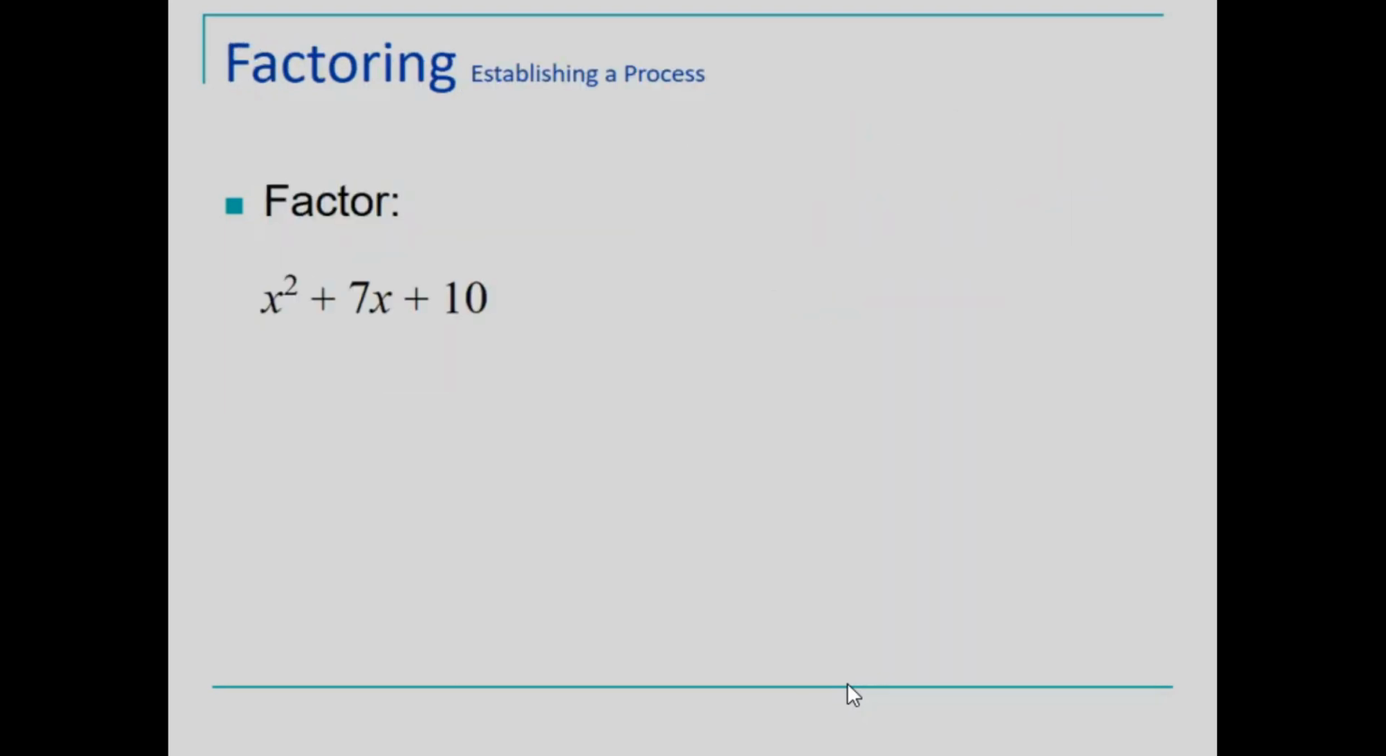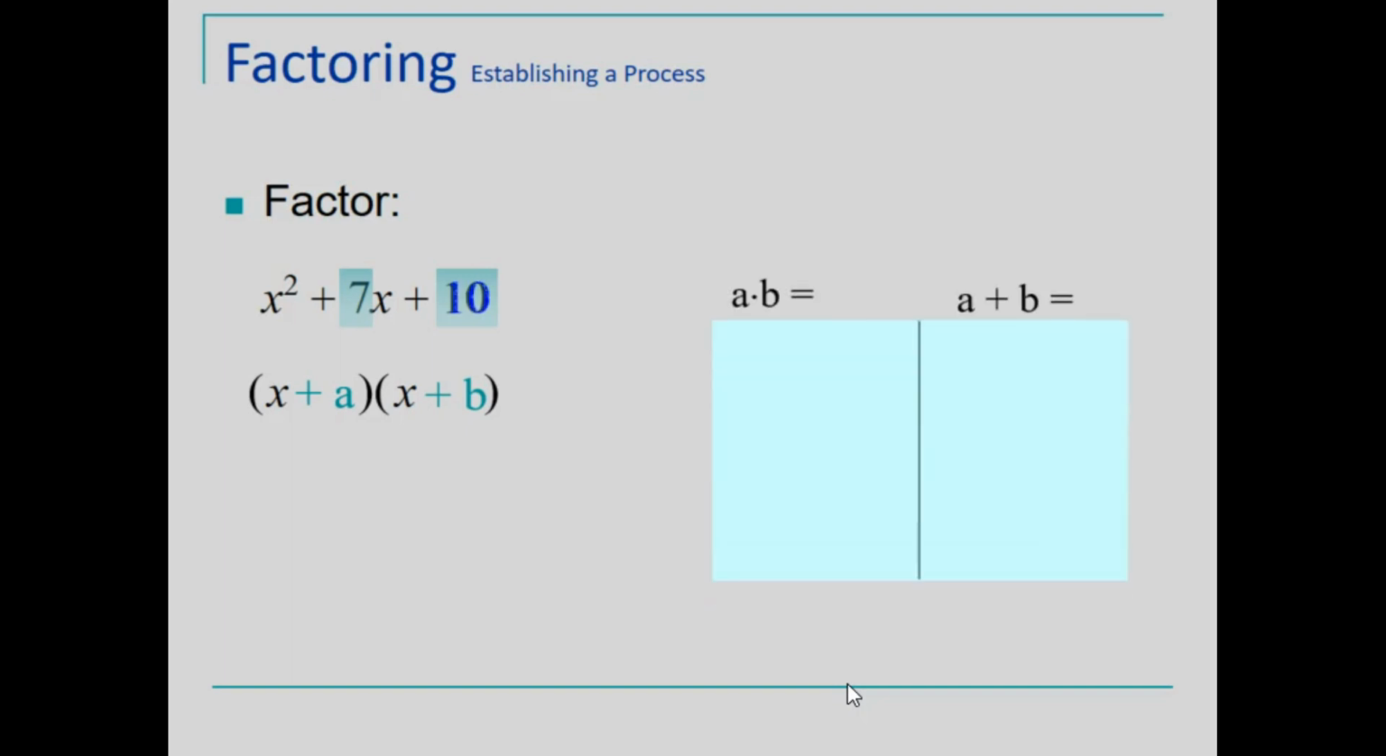To factor this trinomial, think of FOIL method in reverse. Since the leading term is x squared, the first term of each factor is x. To complete the factorization, we need a constant term for each binomial. The constants must have a product of 10 and a sum of 7.